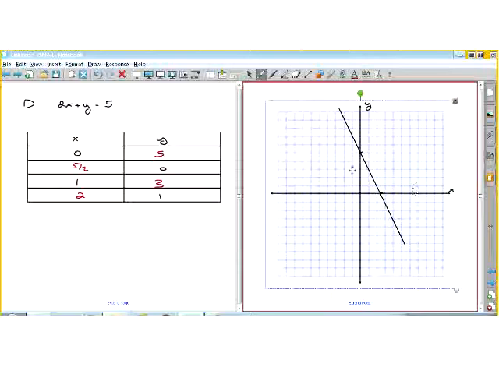So if we do these other 2 points, 1, 3 is right there, and 2, 1 is right there. So now we have 4 points, and that actually looks pretty good. This might just move a little bit because it's hard to know exactly where a half is. So those are the 4 points. We really only needed 2 points to draw a line. These extra values just give us a more accurate look at the whole thing.